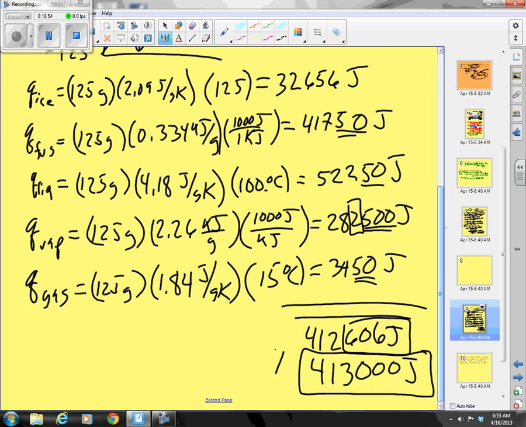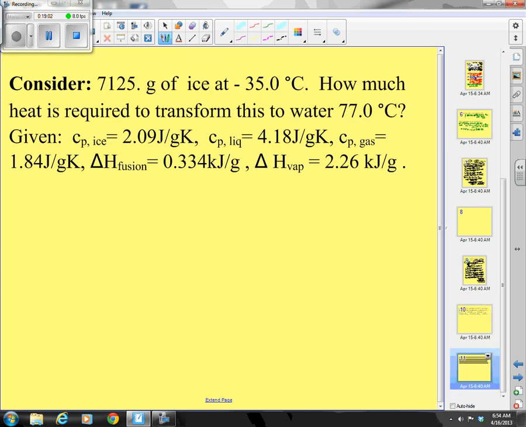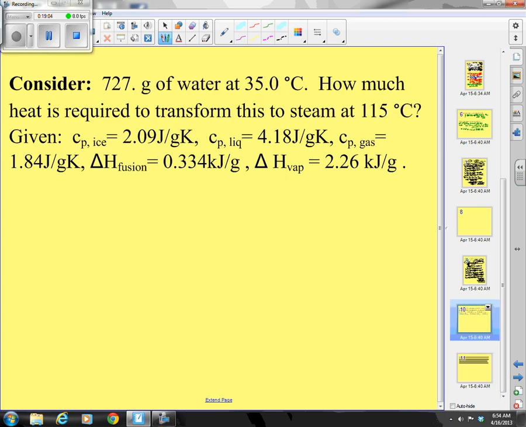I hope you guys got this too, and I think this is enough for this time. Next time we have a couple others to do, but I want to give us more time on that. So we'll have heating curve calculation part 2 next time.